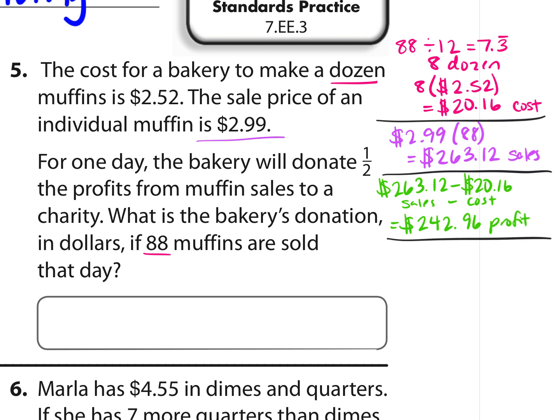And last, once we know the profit and we know it's half of that, we can say, okay, what's half of $242.96? I'm going to divide it by 2. To get that, half of it is $121.48. And we're finished with this problem.